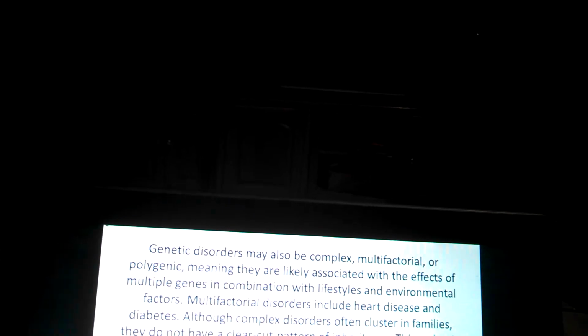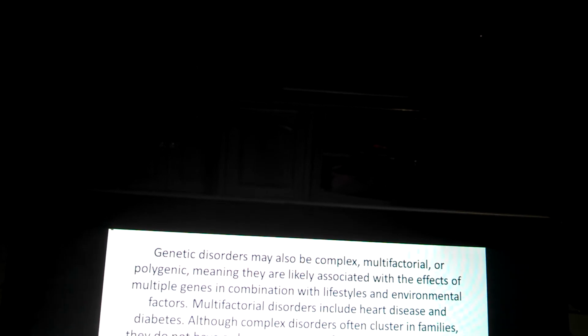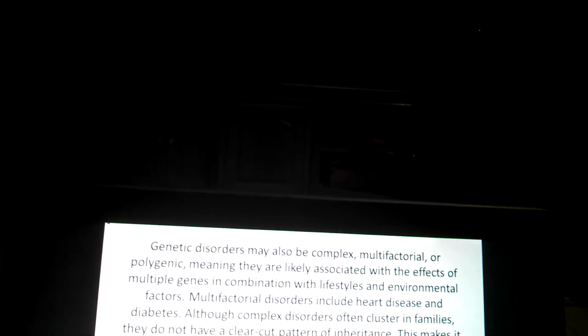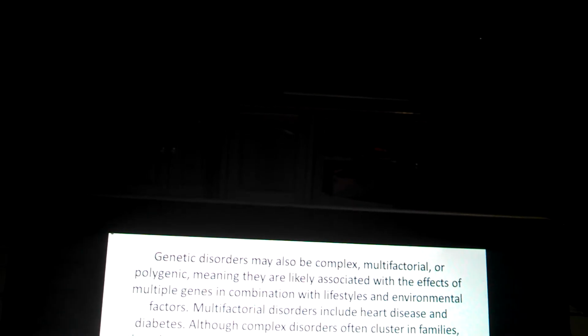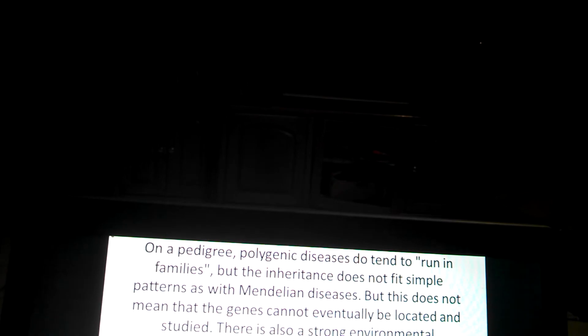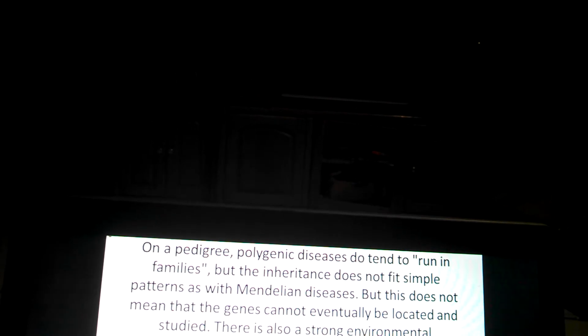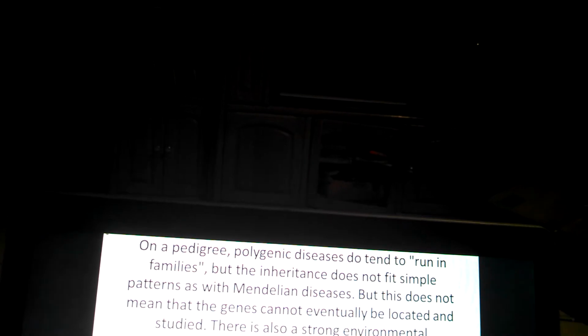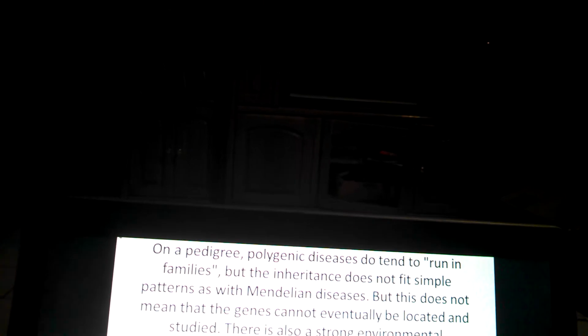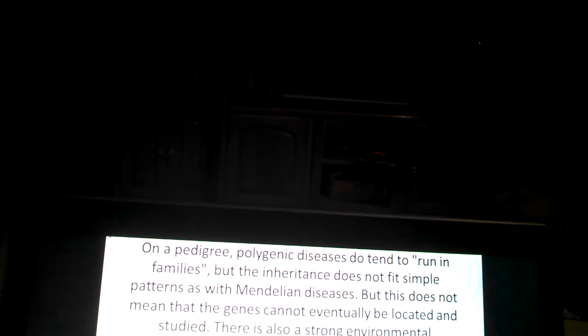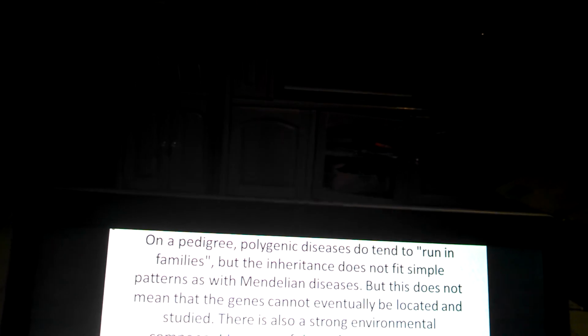Other genetic disorders may be complex, multifactorial, or polygenic, meaning they're likely associated with the effects of multiple genes in combination with lifestyle and environmental factors, like diabetes. On a pedigree, polygenic diseases do tend to run in families, but the inheritance does not fit simple patterns as Mendelian diseases do. This does not mean that the genes cannot eventually be located and studied. There's also a strong environmental component to many of them.